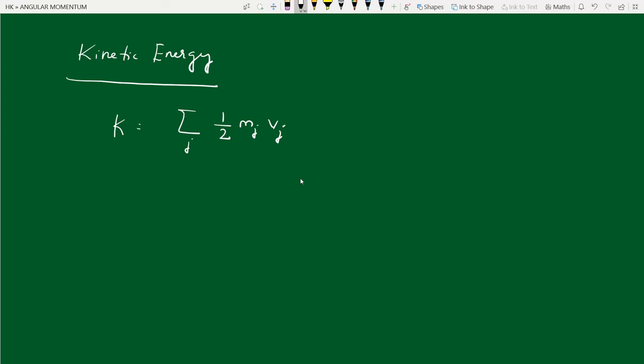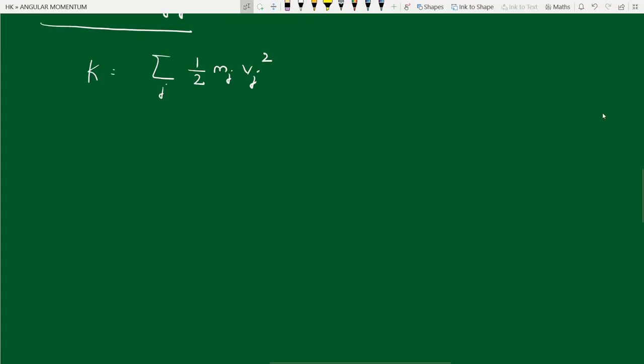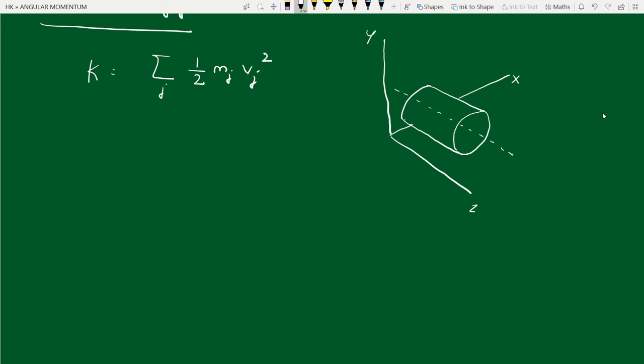In order to rewrite the velocity of the jth particle, let us revisit the problem of a drum rolling along a plane. Let us say it is rolling like this along the minus x direction.